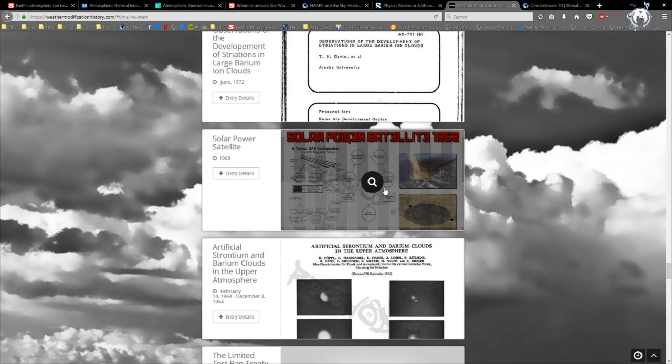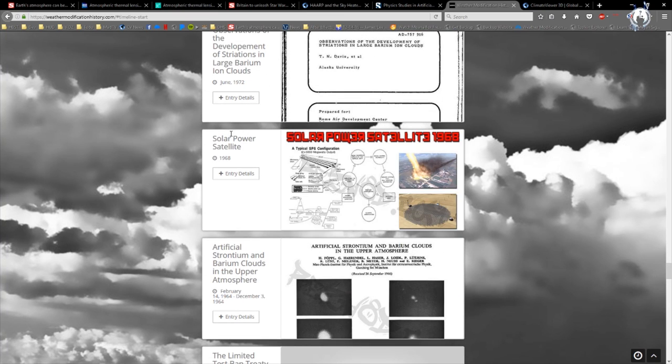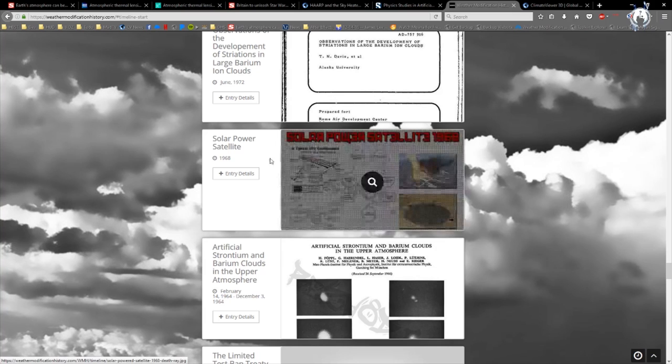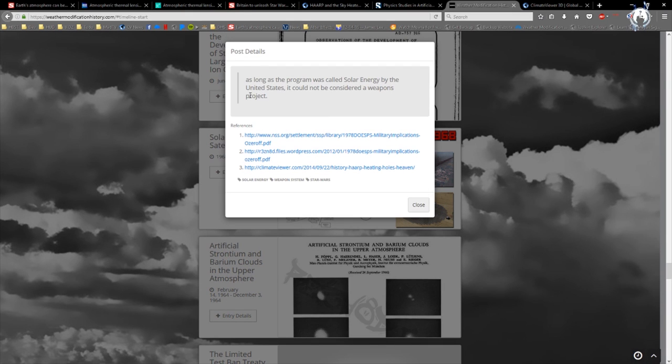So this then gets revisited in 1968 with the solar power satellite, wherein they said, let's make basically a solar panel in the sky in space. It's like 25 kilometers long, and use all that energy, focus it into a beam, and shoot it down to Earth, except it could burn up cities. It does weather modification, climate modification, all kinds of issues, beam steering and all that. But even the military said that as long as the United States called it solar energy, it could not be considered a weapons project. And this is more of the same.